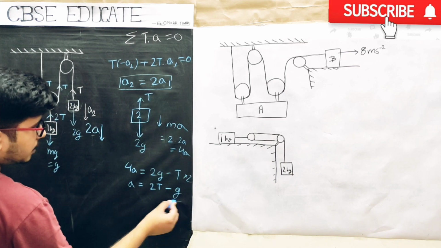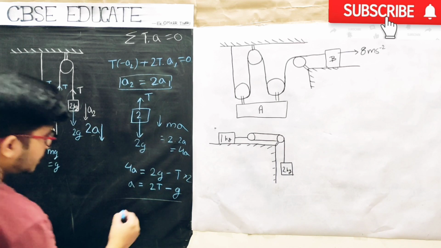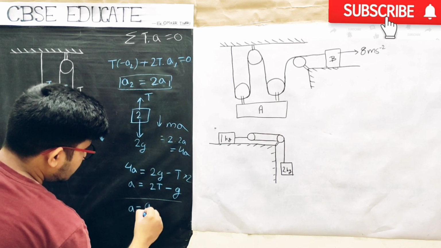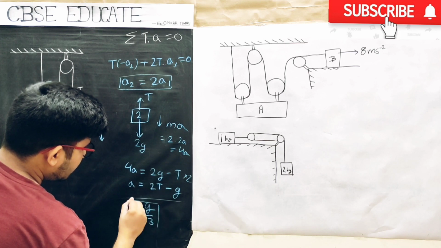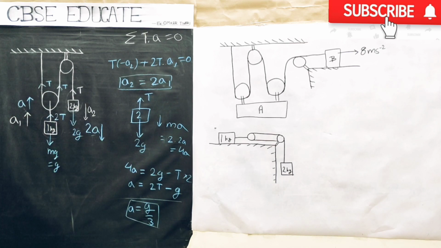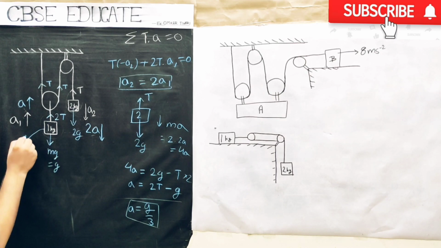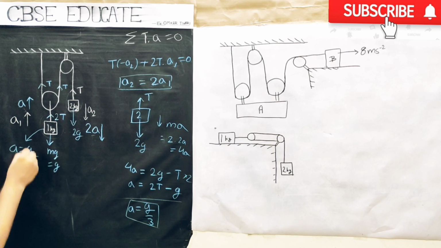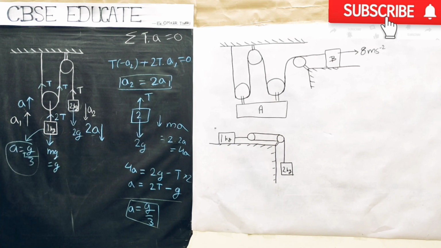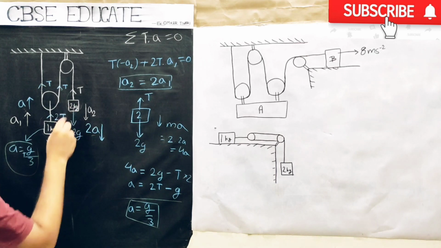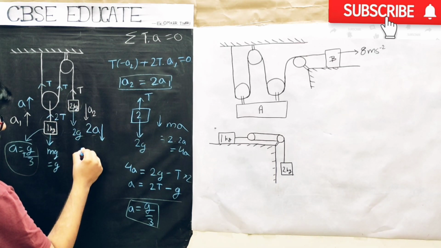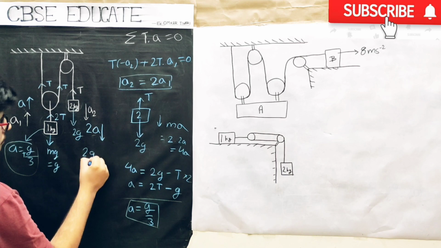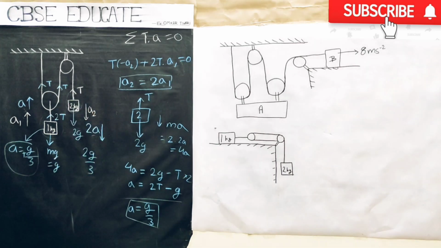You can multiply this equation by 2, and after solving, you will get a equals g by 3. It means the acceleration for this body A is g by 3 and it's moving upward, so it is plus g by 3. And the acceleration for this body is twice of A, which means twice of g by 3, and this is accelerating downward, so the direction will be negative. So the acceleration will be minus 2g by 3.